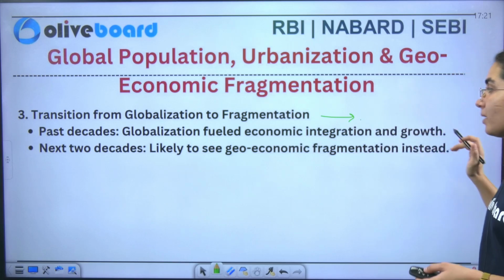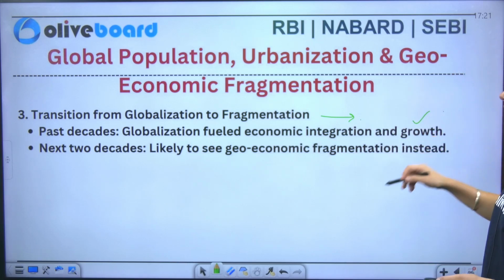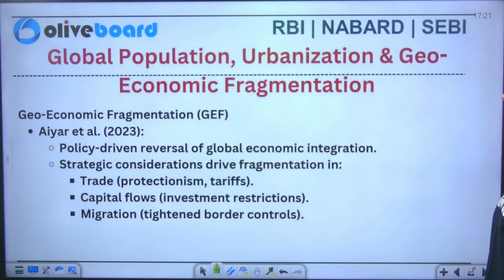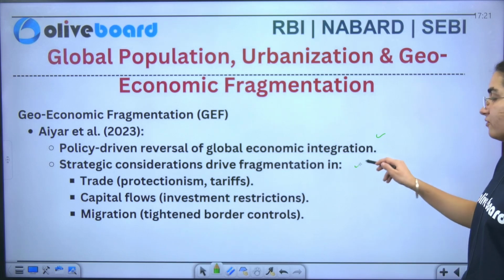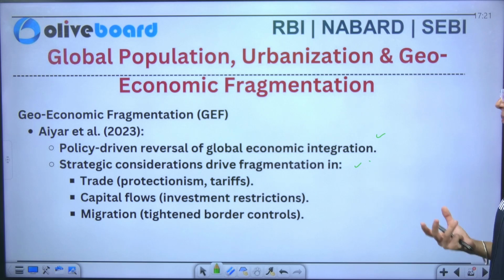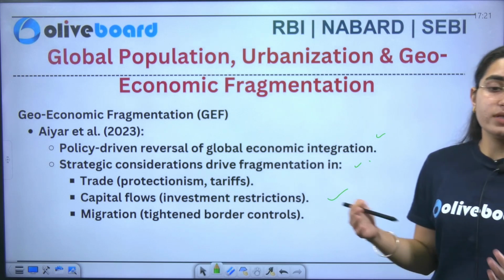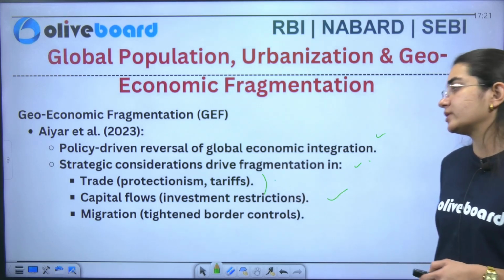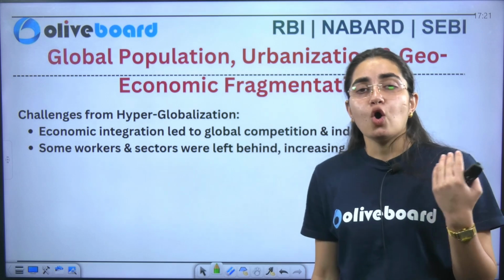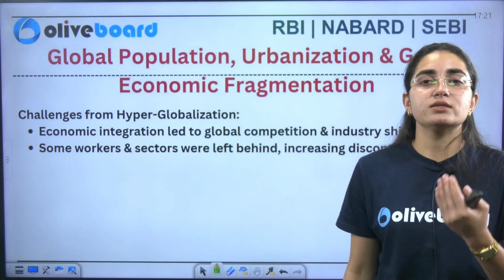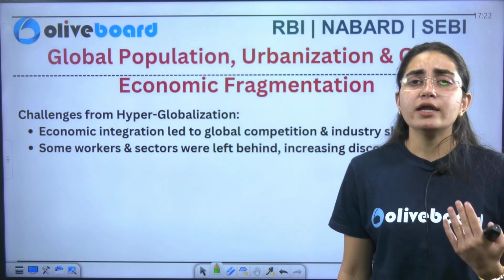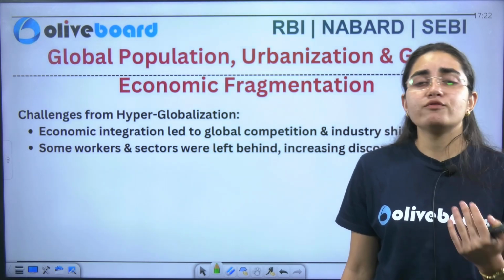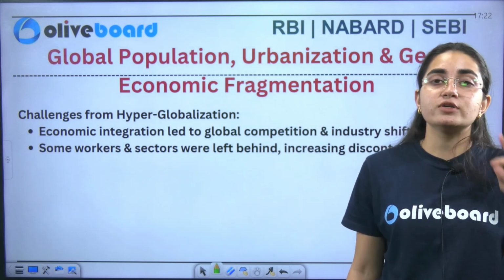Okay. Now in the past decade, globalization fueled economic integration and growth. In the next 2 decades, we are likely to see economic fragmentation instead. Now if I talk about geopolitical fragmentation, it is a policy-driven reversal of economic integration. Strategic considerations that have driven fragmentation are trade, capital flows, which includes investment restrictions, and migration, where there is a tightening of border controls as well. Similarly, if I talk about trade, you will see a lot of protectionist policies, a lot of obstructions that governments are continuously putting up, so that we can save the interest of our domestic industrialists and our own economy prior to taking care of the interest of the rest of the economy. So our entire focus has now shifted onto our own economy.